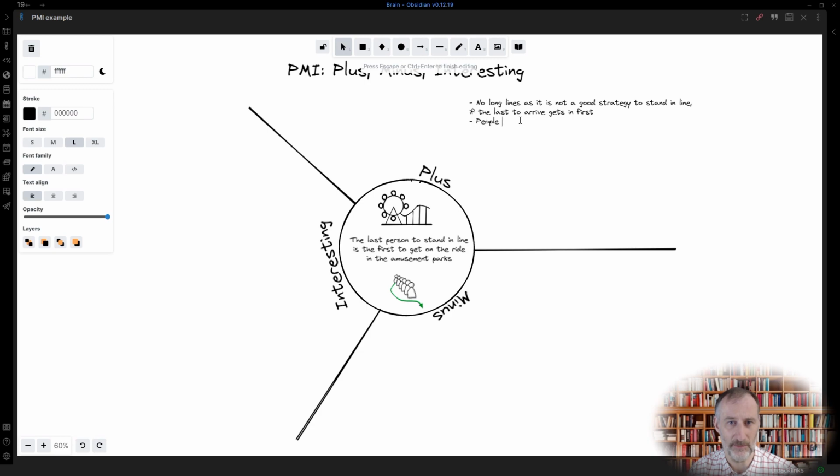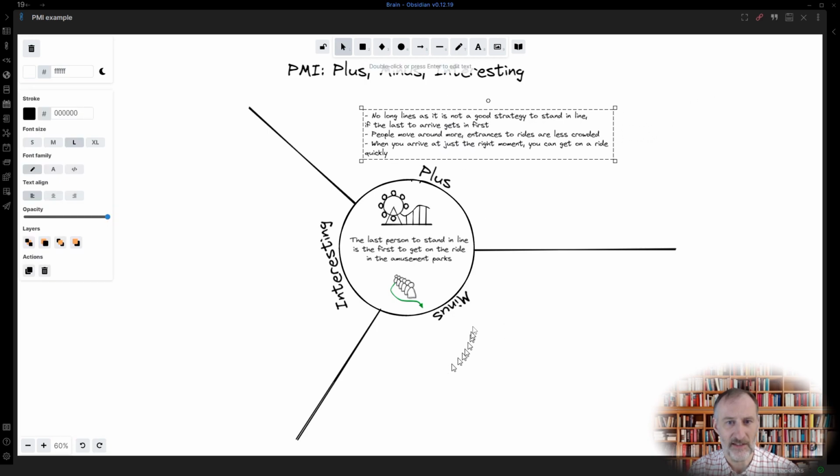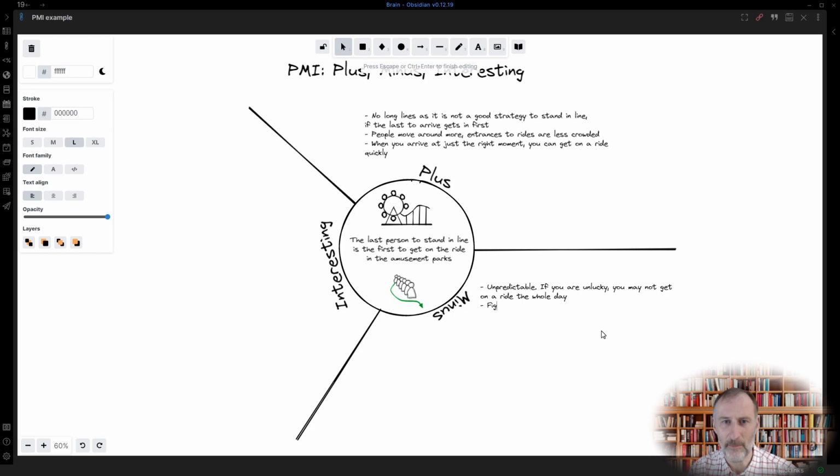First, looking in the plus direction, you may think that this rule would do away with long lines, as it would not be a good strategy to stand in lines if the last to arrive gets in first. Also, people would move around more as a result. Entrances to rides would be less crowded. In this setup, if you would arrive at just the right time, you'd be able to get on a ride quickly.